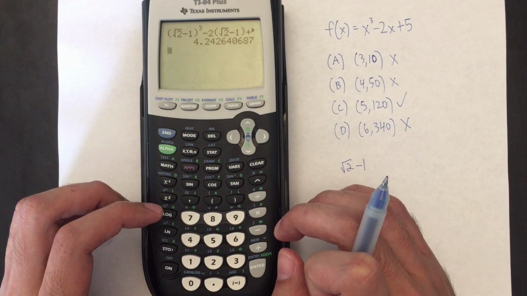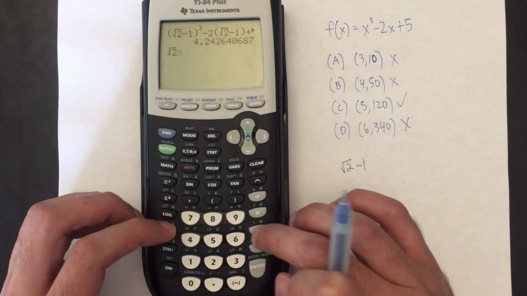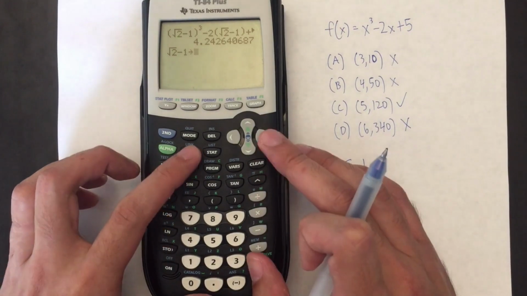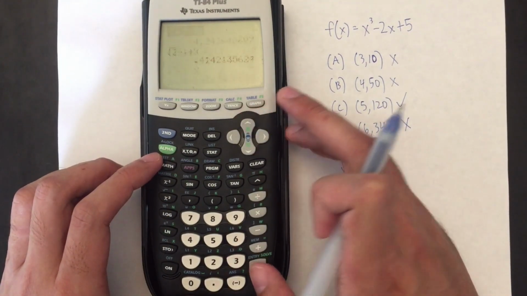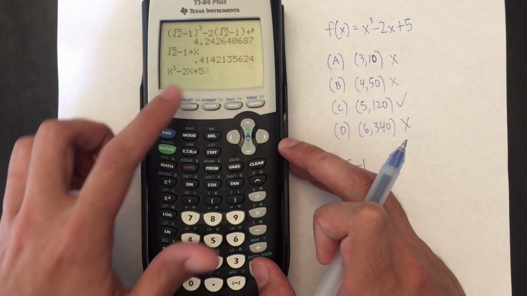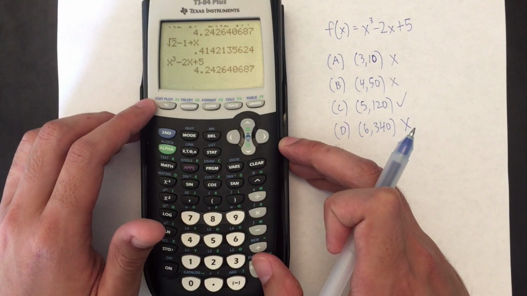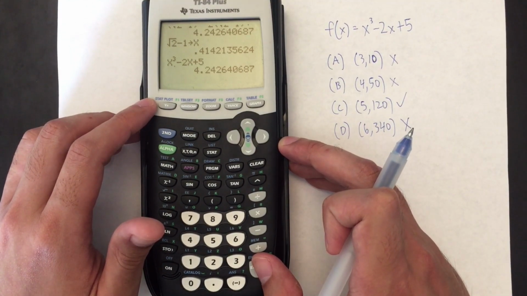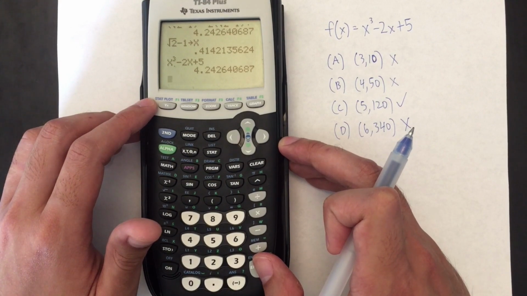What we should have done is stored root 2 minus 1 into x, and then scroll up to our expression. And this way we avoid all the typing that we had to do earlier, and we get the same answer, 4.24. So whenever you find yourself having to plug complicated things into the same expression multiple times, use this trick with the store key. It's faster and more accurate than typing everything out.